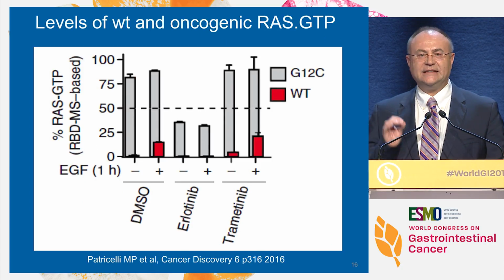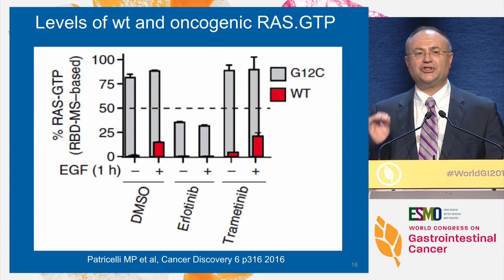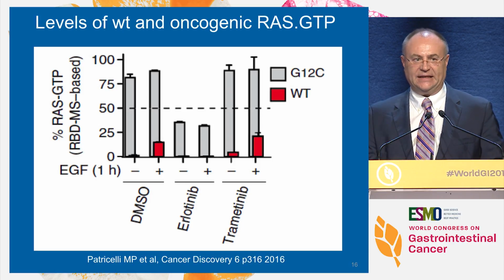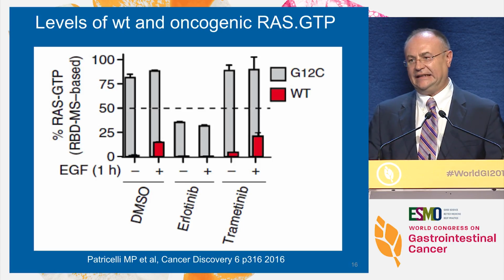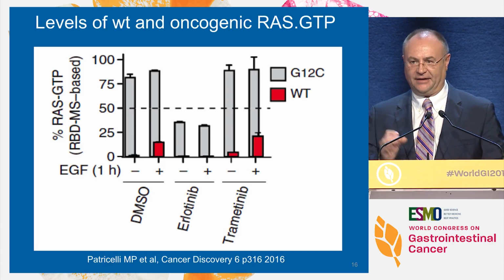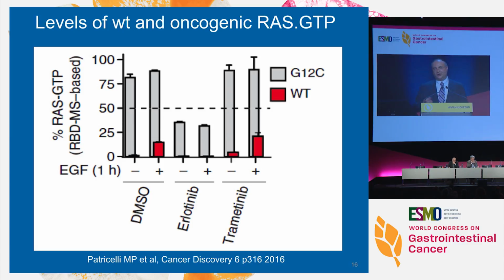Now, this is a very important slide because it shows and should illustrate, even when you inhibit mutant RAS signaling, the wild-type signaling is still there and can overcome the mutant signaling to make the story even more complicated.